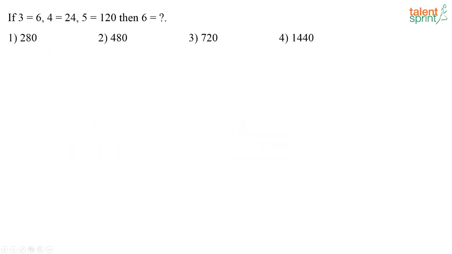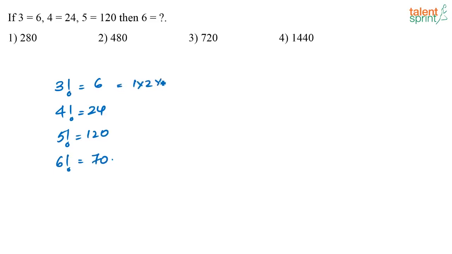Next. 3 is equal to 6, 4 is equal to 24, 5 is equal to 120, then 6 is equal to question mark. So what's the logic that is used here? First they have said, what is 3 factorial? 3 factorial is 6. What is 4 factorial? 1 into 2 into 3 into 4, 4 factorial is 24. 5 factorial is 120. What is 6 factorial? 720.